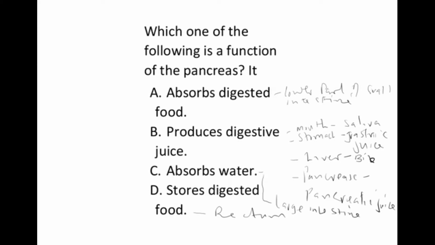So to answer our question, then we look at the pancreas, and we have said now pancreas produces pancreatic juice, which is a digestive juice. So in that case, our answer will be B.